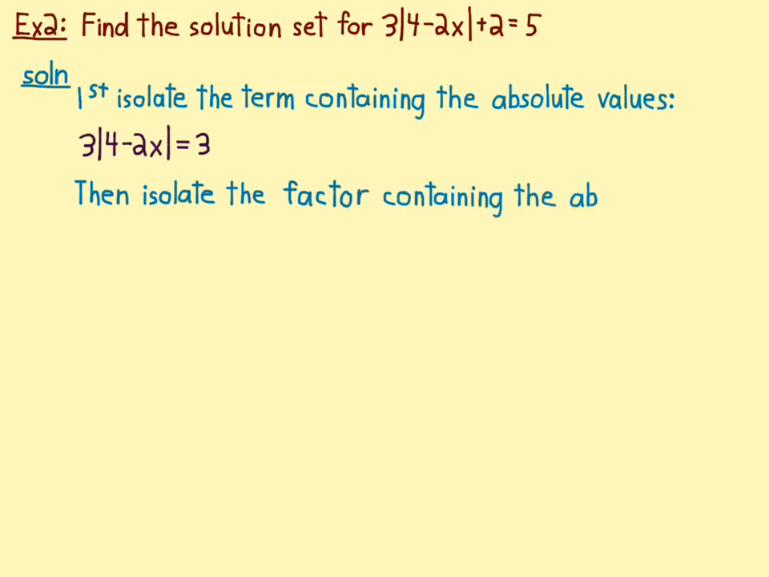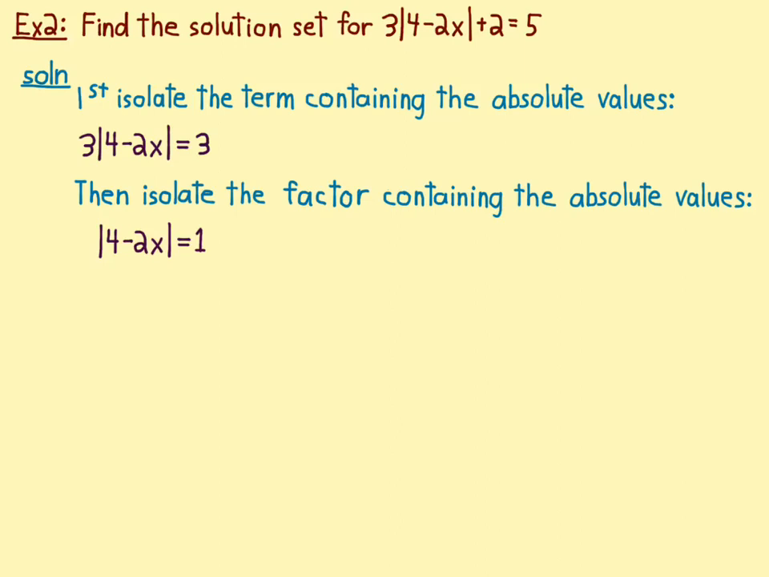So we're isolating the factor. Remember, factors, things multiplied. So we're isolating the factor containing the absolute value. So I divide the 3 out. See? First you isolate the term, then you isolate the factor. You're working your way towards the x. Now I have that standard form, okay?